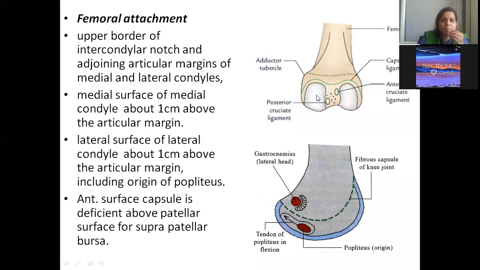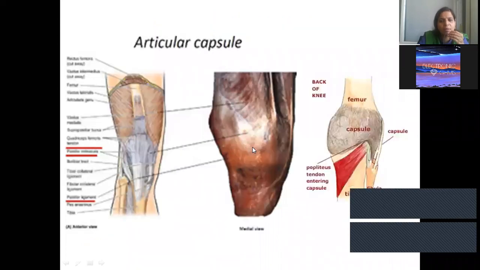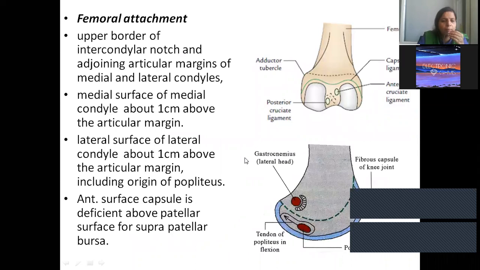Medial surface of the medial condyle, 1 centimeter above the articular margin; lateral surface also 1 centimeter above the articular margin. That means inside the capsule only we have the origin of popliteus. Then the anterior surface is deficient, because what do we have there? Suprapatellar bursa. Anterior surface capsule is deficient above the patellar surface for the suprapatellar bursa.